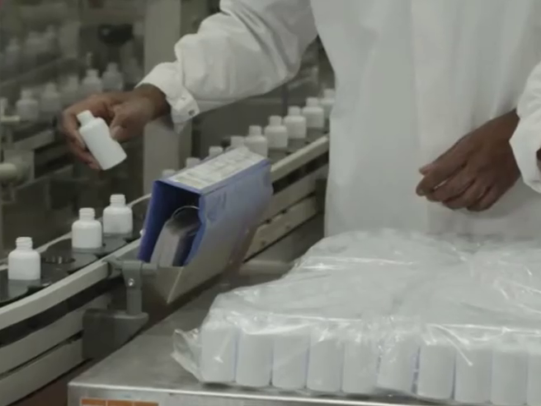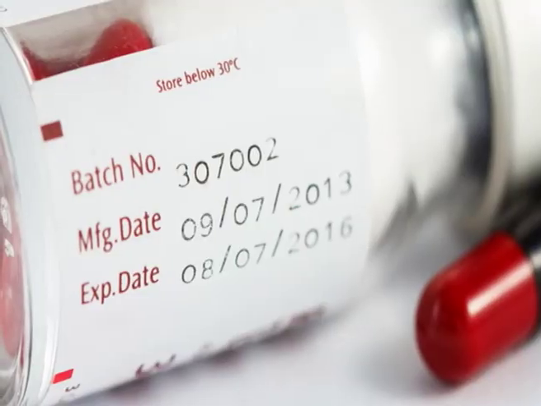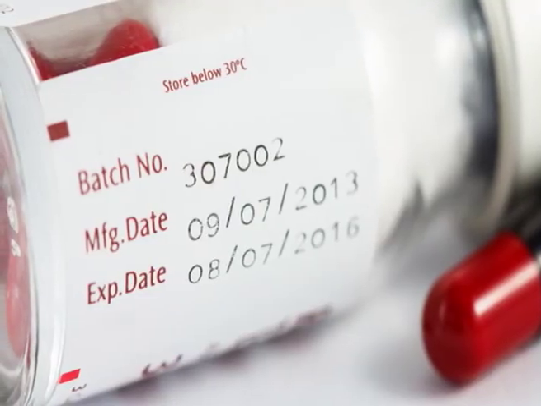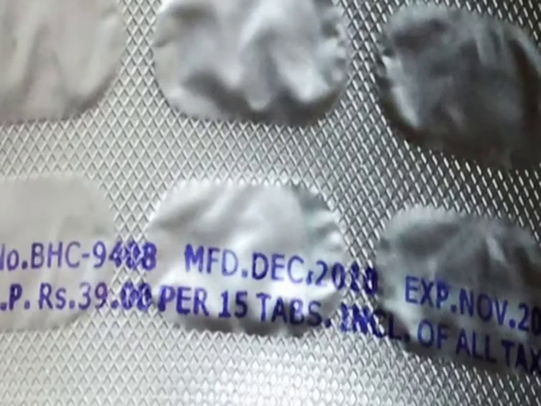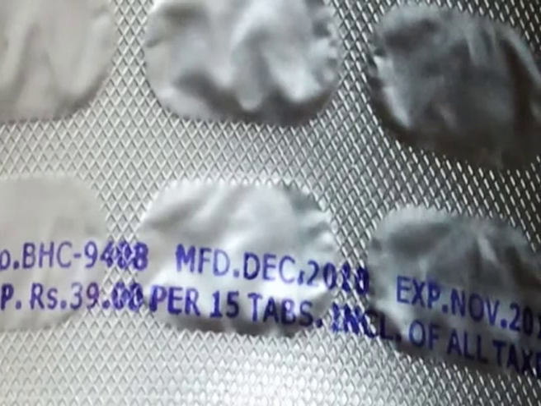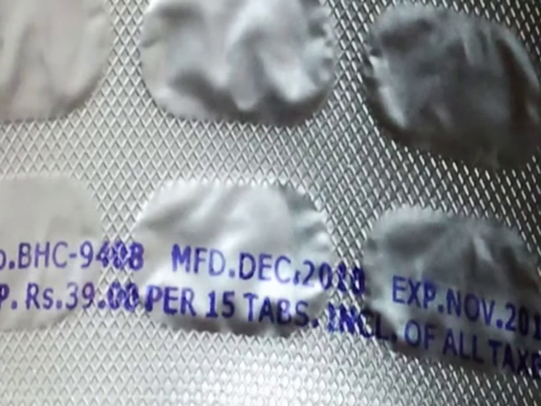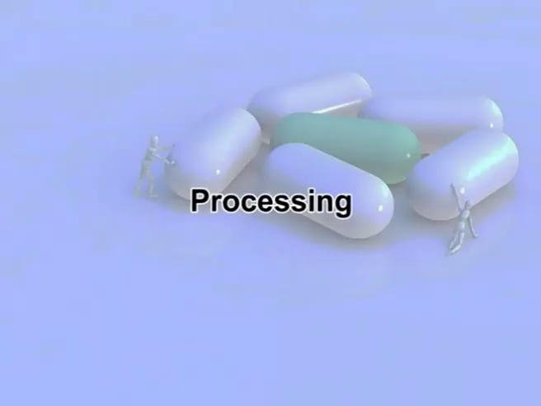After that, assigning manufacturing date and expiry date. The manufacturing date should be assigned as per the date of dispensing the material. The expiry date should be assigned as per the shelf life mentioned in the BMR or considering the expiry date of the active raw material. Next step is processing.